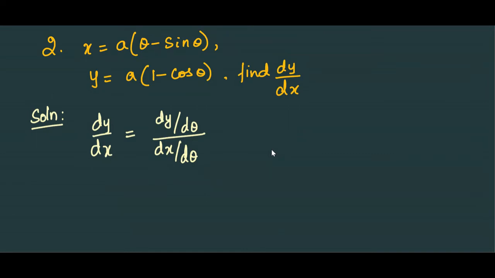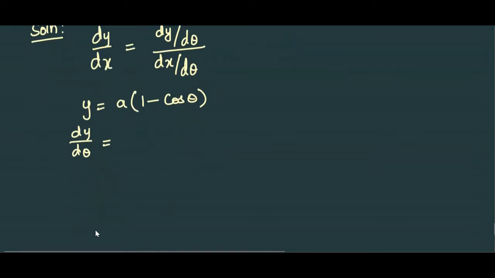Now dy by d theta is like this. This is y, a into 1 minus cos theta. Now dy by d theta will be a into derivative of 1 is 0 and derivative of cos theta is minus sine theta. So minus of minus sine theta will be plus sine theta.